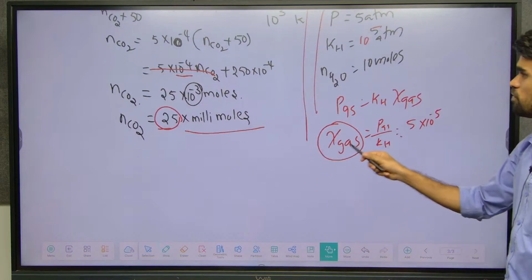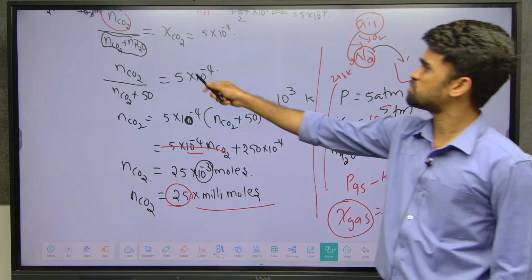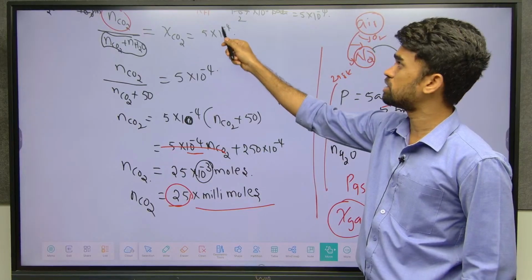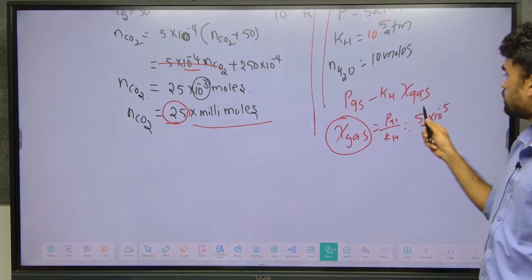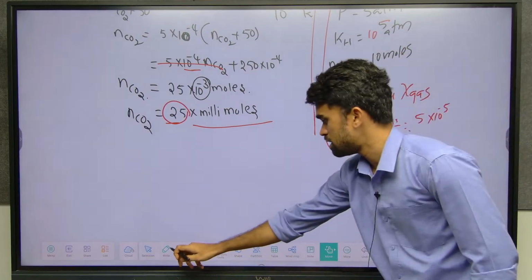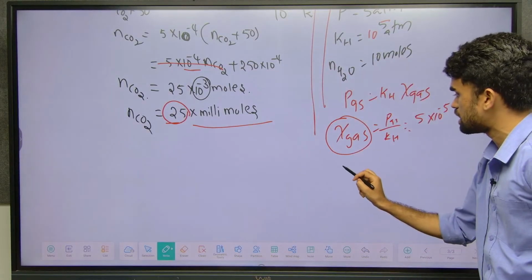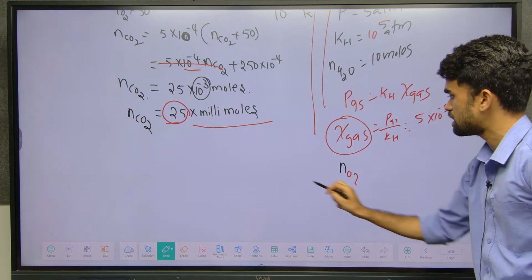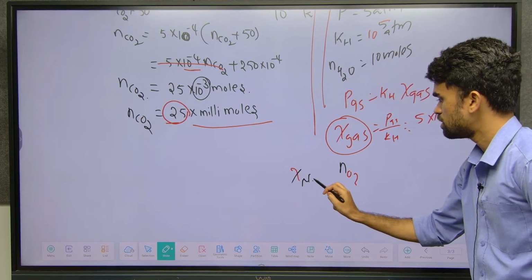See, the mole fraction values, if you observe, you are getting very small values. 5 into 10 power minus 4 here, 5 into 10 power minus 5, very small values now. It means by default you can understand like this. N CO2, like N gas, they are saying now, that N2.